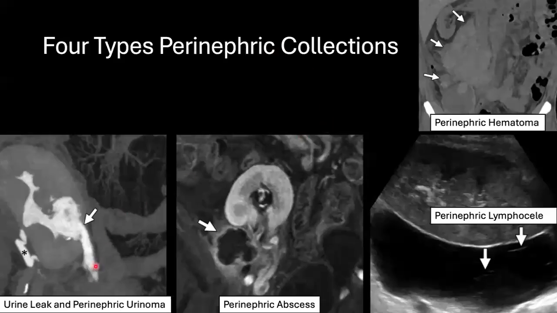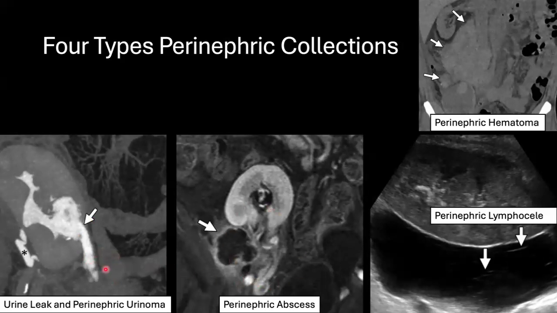The other perinephric collections we'll briefly go over is, for example, the urine leak or perinephric urinoma. This is a CT at the delayed phase. Contrast is already being excreted at the calyces here, and you can actually see that there is contrast leaking. So instead of all going through the ureter, there is contrast leak through the renal cortex here. And actually, this was forming a perinephric urinoma. On ultrasound, this would appear just as a simple fluid collection.